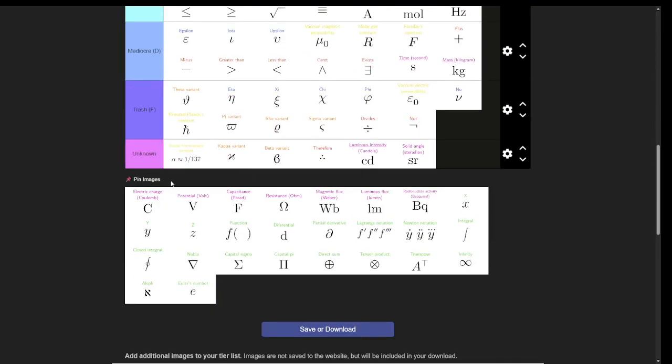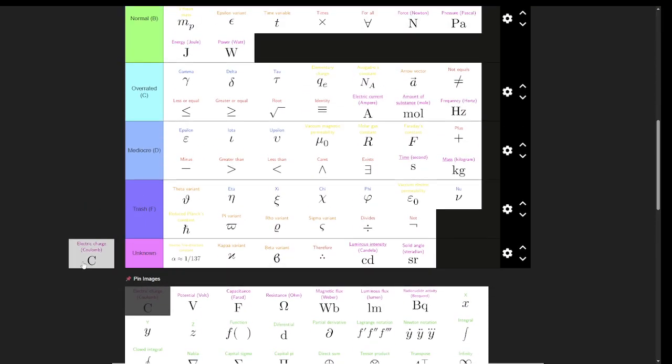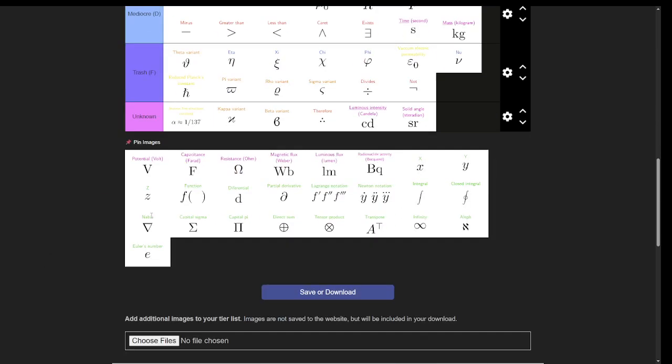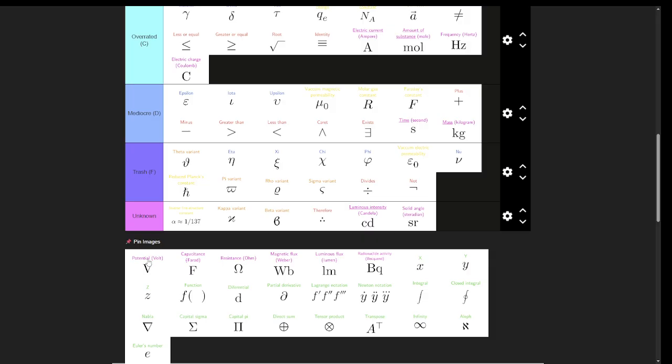Get used to it. Now, electric charge, coulomb. I mean, we don't use it much. At least I have not used it much, but I'm also not much of an electricity fan. For that reason, I cannot talk about the actual applications of the coulomb. I'm guessing there's more when you get into electromagnetism, but for now, I'm just going to put it in overrated C tier.